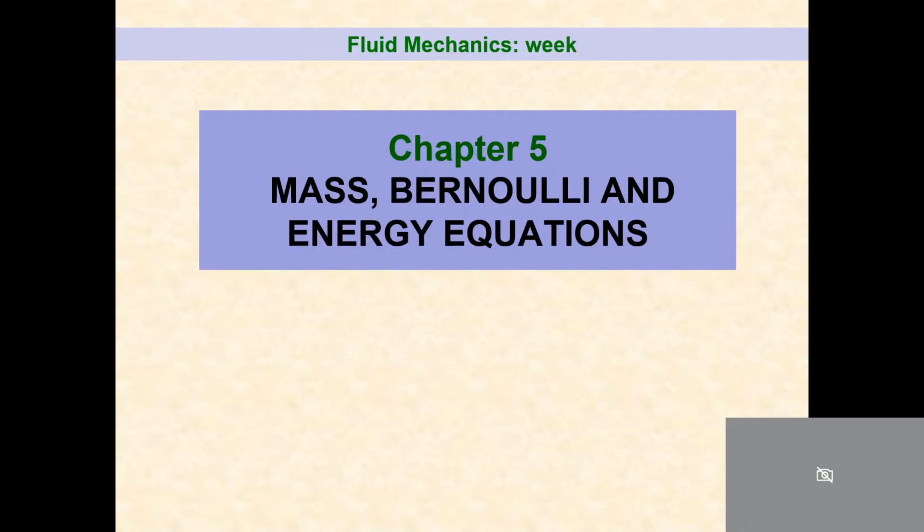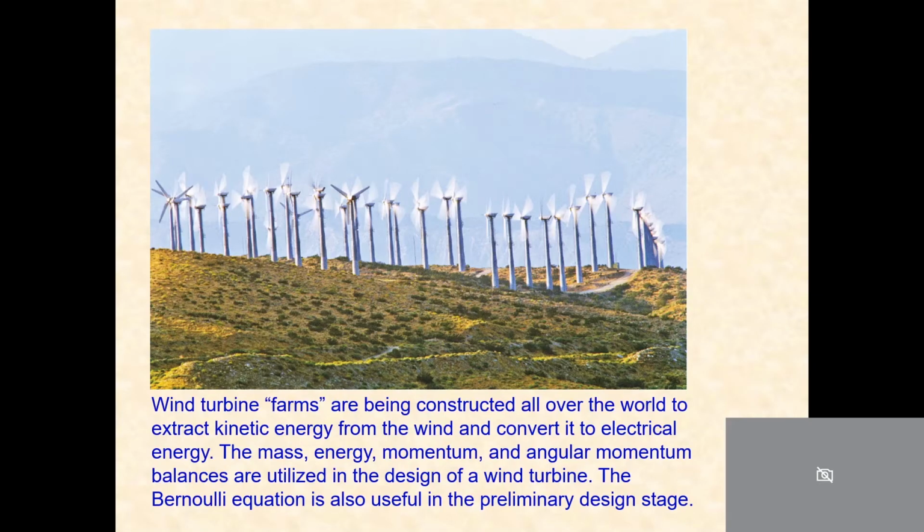We will also talk about the conservation of energy principle, and similar to mass, energy can neither be created nor destroyed, and it can only be converted from one form to another. Okay, this figure shows an example of wind turbine farms, which are constructed all around the world to extract kinetic energy and change it into electrical energy. So basically, in these applications, the mass and energy equations are utilized in designing the wind turbine.